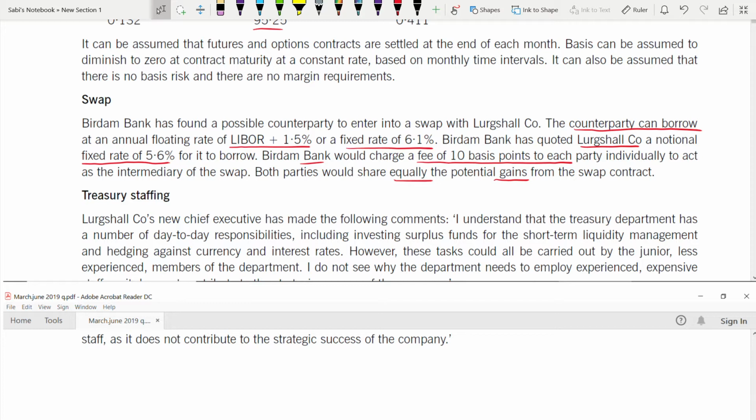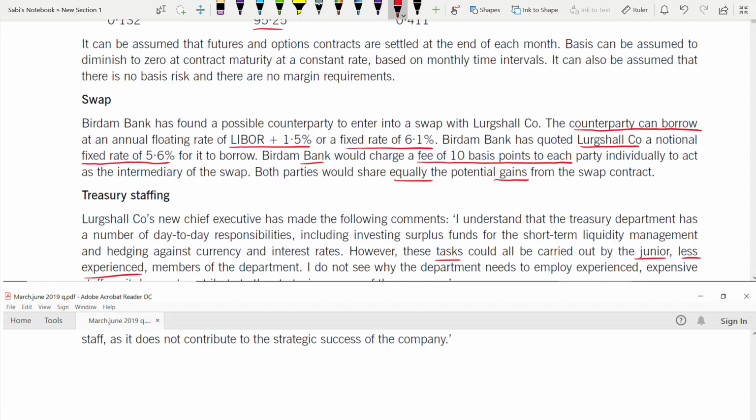That is their job, to see whether the company is in a liquid position and all. However, this task could all be carried out by junior, less experienced members of the department. I do not see why the department needs to employ experienced, expensive staff as it does not contribute to the strategic success of the company.